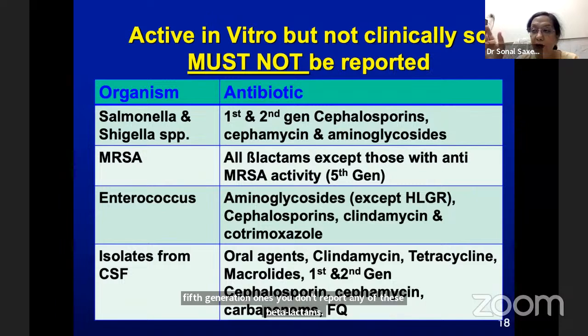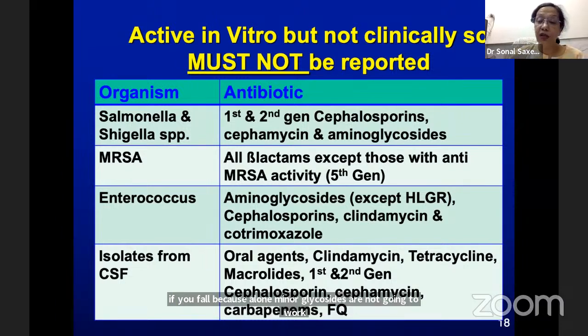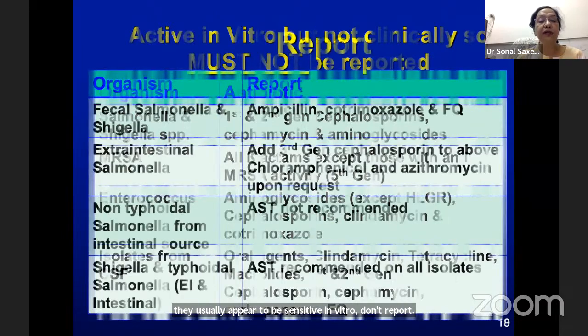Enterococcus, don't report aminoglycosides except if there is a high level gentamicin resistance, because alone aminoglycosides are not going to work. Similarly, cephalosporins, clindamycins, cotrimoxazole, they usually appear to be sensitive in vitro, don't report. And of course, isolates from CSF, we've already discussed.